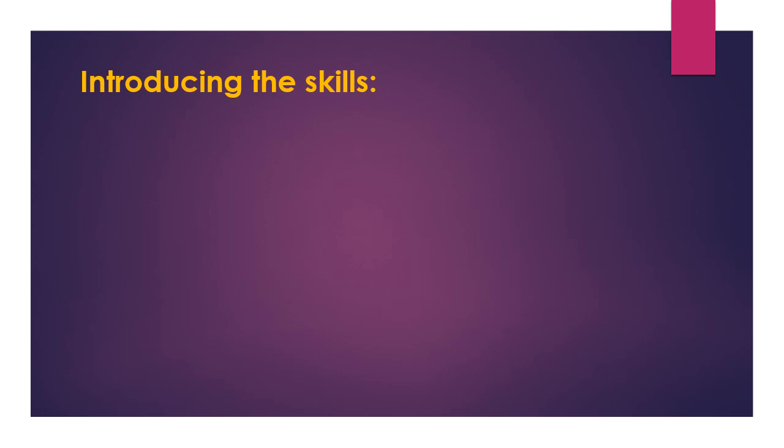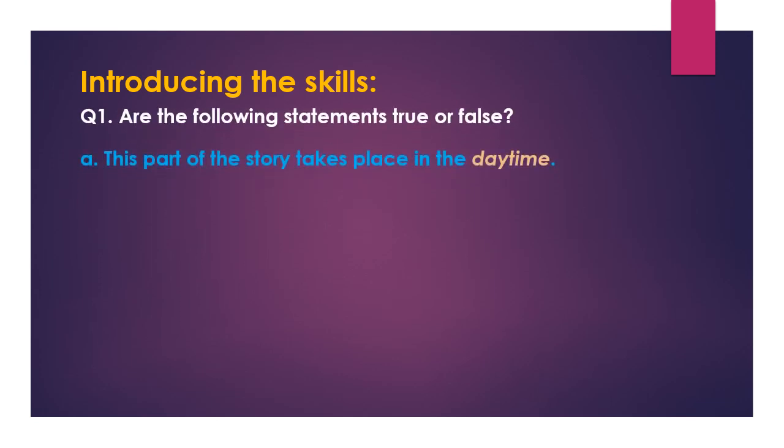Now, after we have read the short selection, let's justify your answer to the following statements, if they are true or false. That's letter A. This part of the story takes place in the daytime. It is false because of the words black sky from the selection. Black sky indicates nighttime.